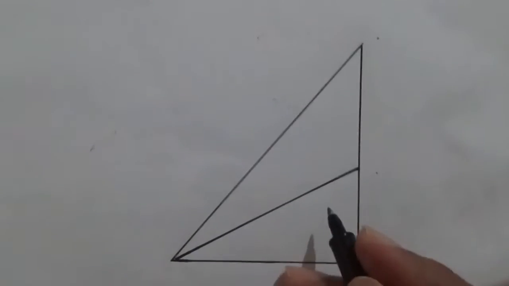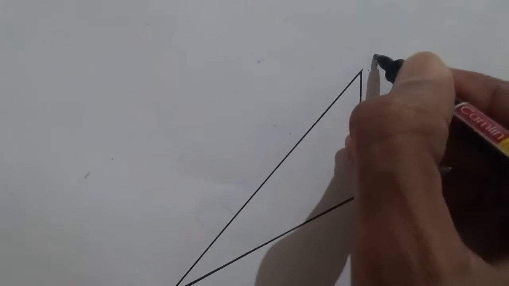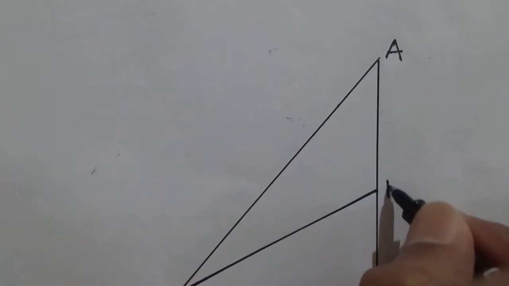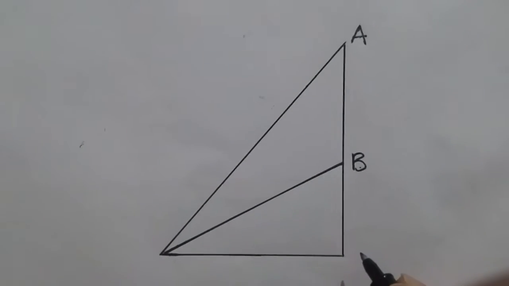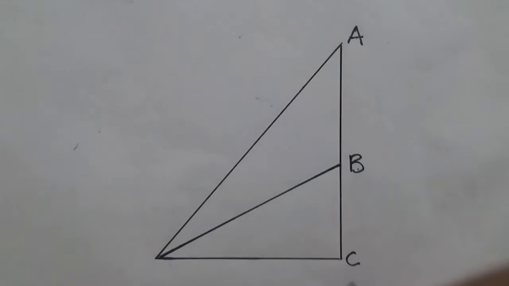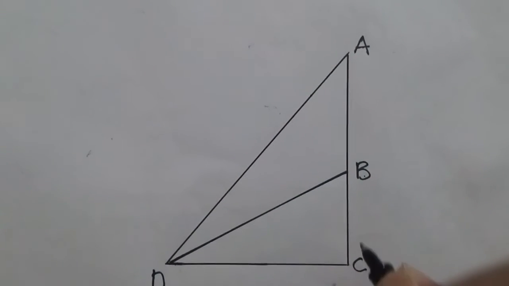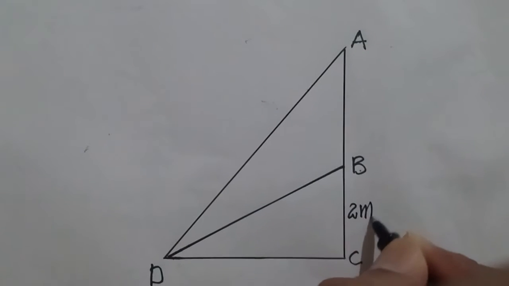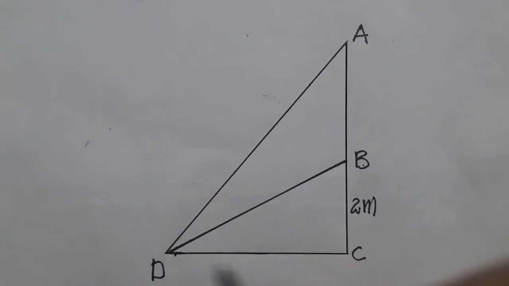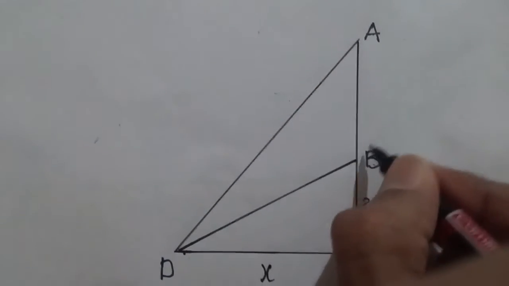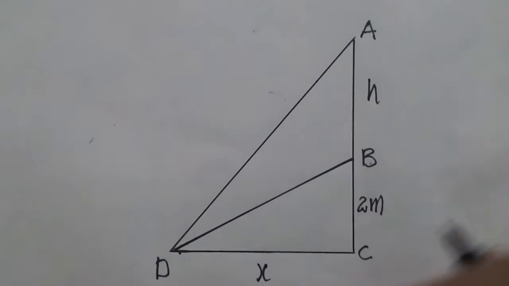See here, look at the figure I am drawing separately. Here I am taking A and B and C and D. This BC is the pedestal. The height of the pedestal is 2 meters, given. CD is the distance between the point of observation and the foot of the pedestal. We are taking it as x. AB is the height of the statue, H.